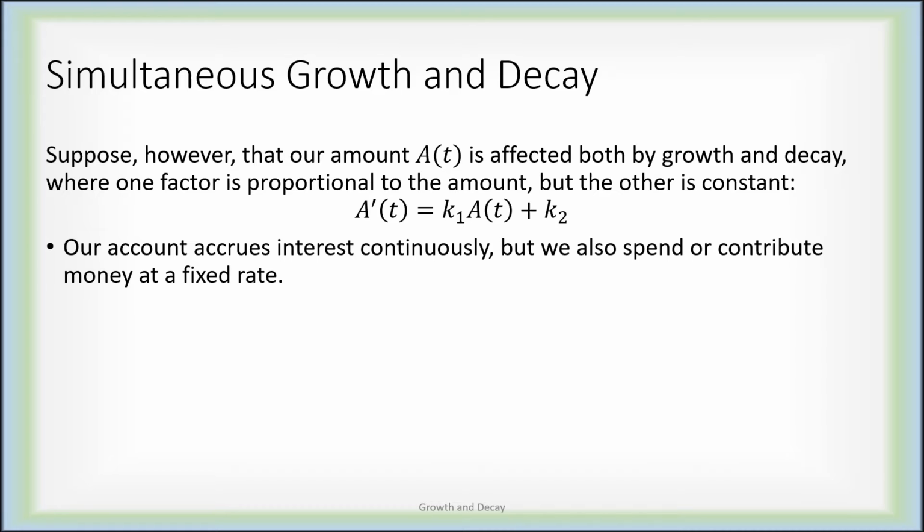That's proportional to how much money is in the account. But maybe you're also contributing or withdrawing money at a fixed rate. So you might be earning 3.5% on your investment, but you need to withdraw $1,000 a month to cover some sort of expenses. So you've got interest proportional to amount and spending, which is constant. So you've got proportional growth, but constant decay.